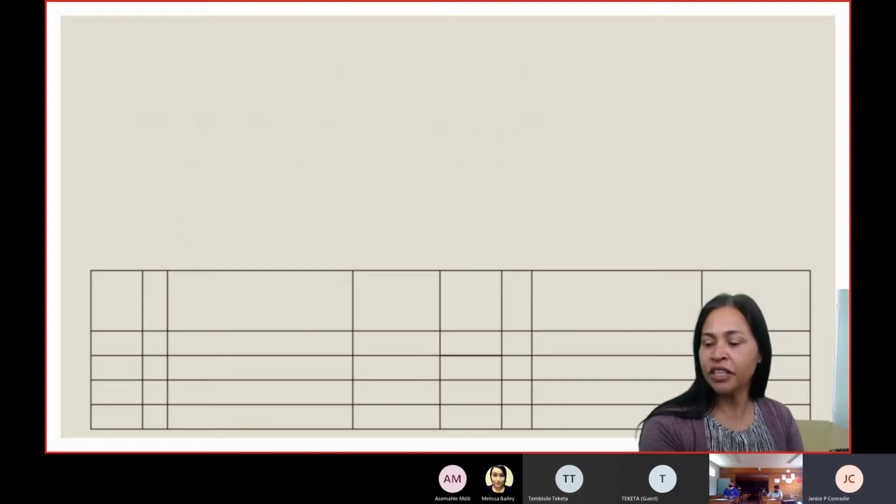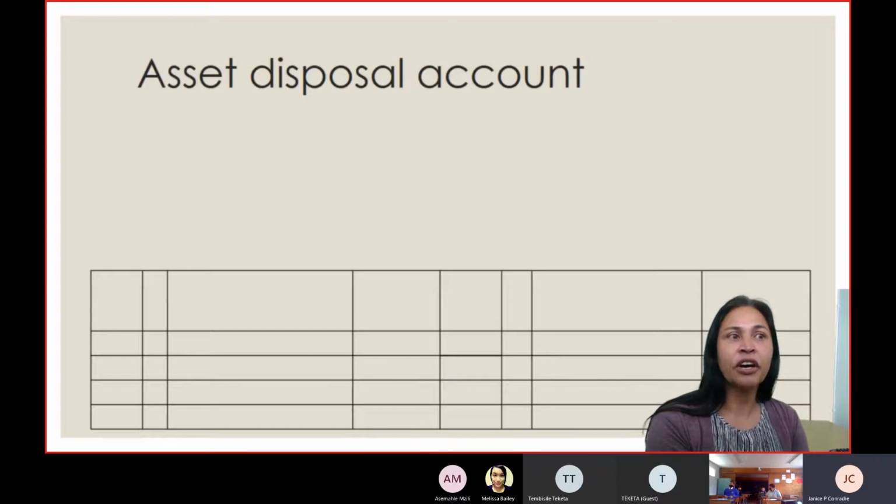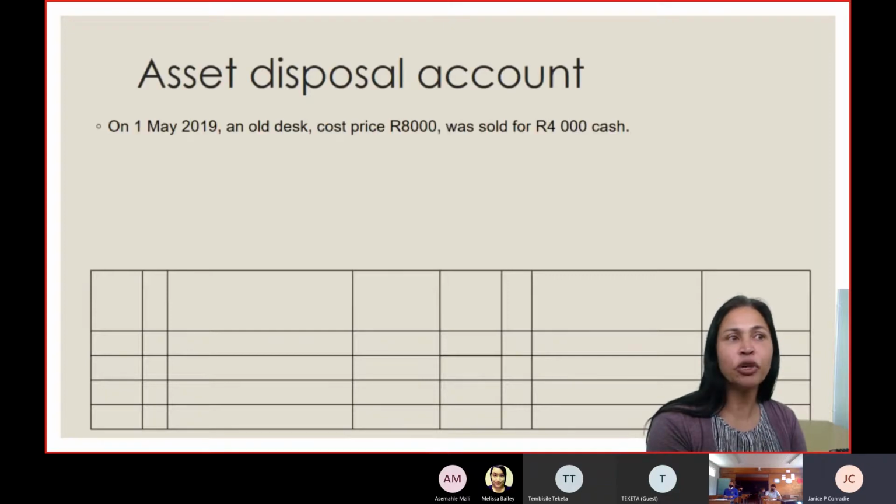So in your first activity, we have an example 1, and I'm sure you have your pages in front of you. So I'm going to go through these step by step. We're going to deal with the asset disposal account. And the first part of the transaction says that on the 1st of May 2019, an old desk, cost price 8,000, was sold for 4,000 cash.